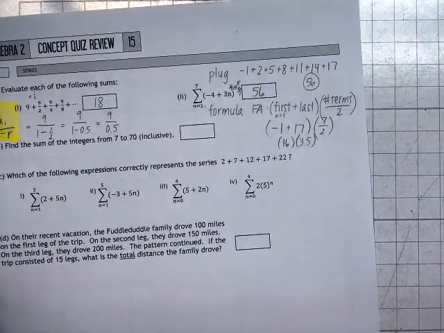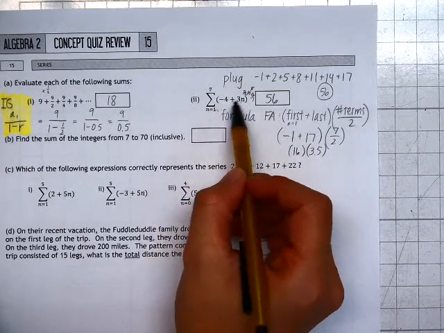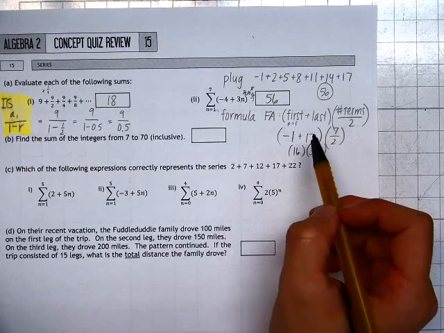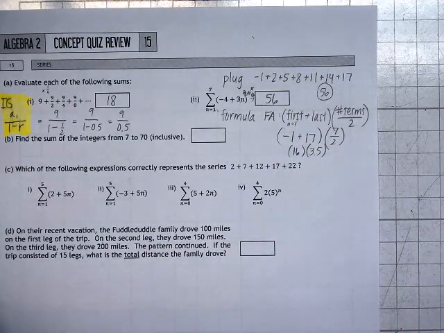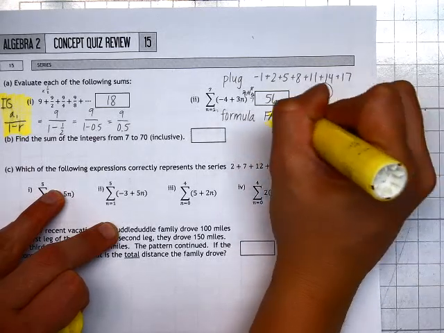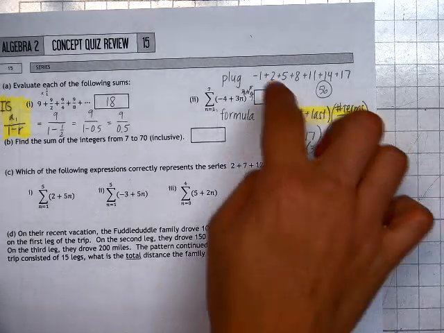But again, you have 2 different ways you could have done this problem. You could have just plugged in all the values on sigma from 1 to 7 and added them all up. Or you could use the finite arithmetic formula, which is the first plus last times the number of terms divided by 2. Those both work the same way. You get the same answer. It's probably just personal preference as to which way you'd want to solve.